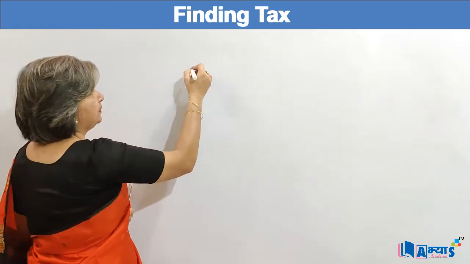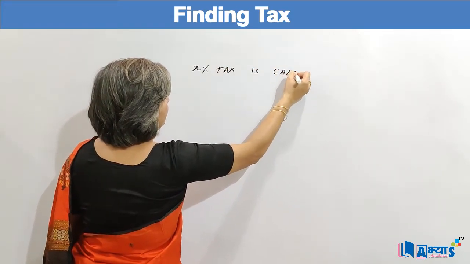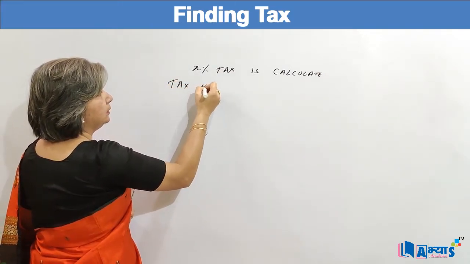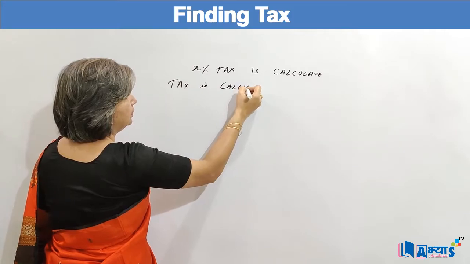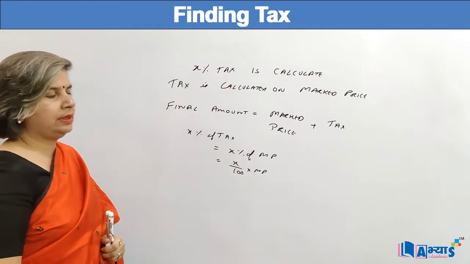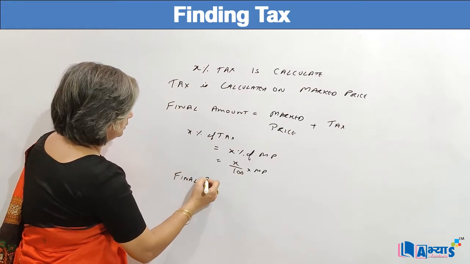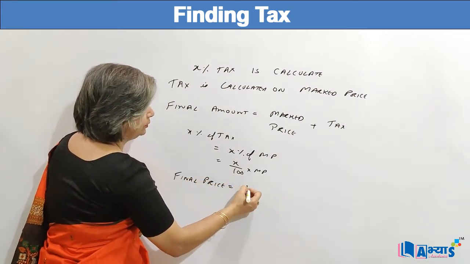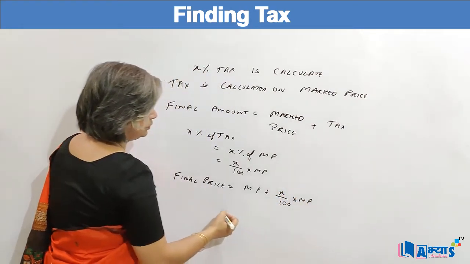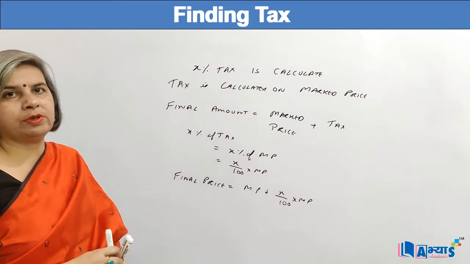Let us suppose an X percentage of tax is calculated. So tax is always calculated. Now X percent of tax means X percent of the mark price, or X upon 100 into the mark price, and the final price is equal to mark price plus X upon 100 into mark price. So this is how we calculate the actual amount that we are paying to the shopkeeper.